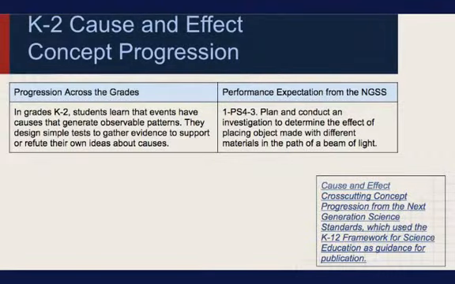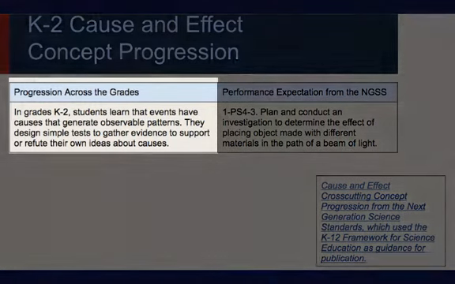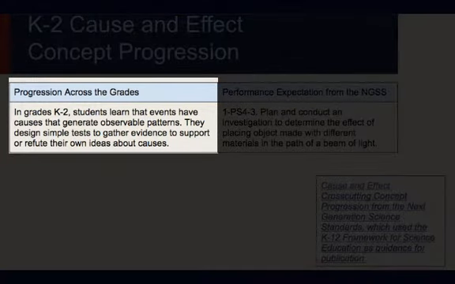The Next Generation Science Standards, which use the K-12 framework as a guide, developed a concept progression for different grades. They align some content standards or core ideas with the cross-cutting concepts. This is one example, but there are many more cause and effect relationships that can be found within the K-12 framework core ideas. In this chart, in K-2, students learn that events have causes that generate observable patterns. They design simple tests to gather evidence to support or refute their own ideas about causes.